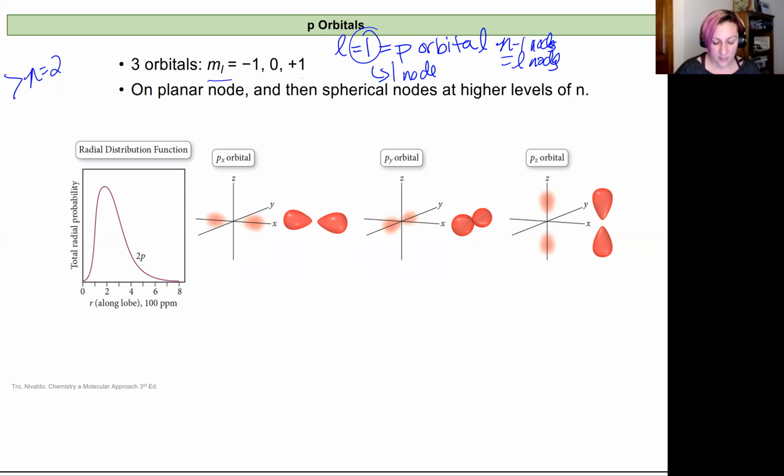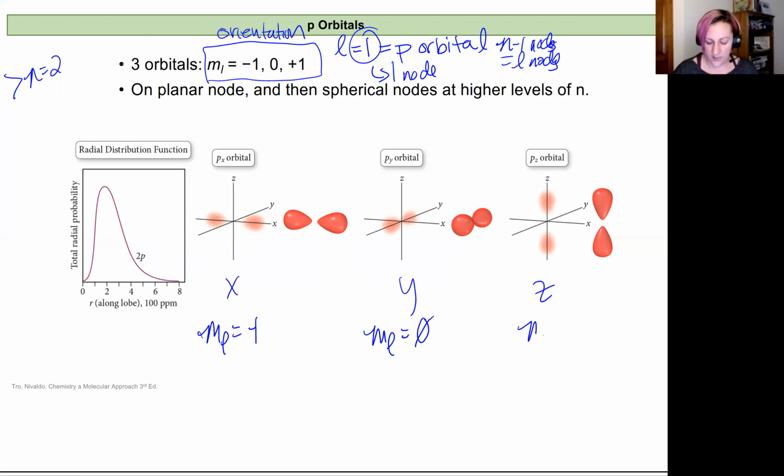And their M sub L, this is, remember, our orientation. There are 3 possible orientations, -1, 0, and 1. And so that's going to correspond to the X, the Y, and the Z plane. And so that's our M sub L equals -1, our M sub L equals 0, and our M sub L equals +1. And so we can see in our simplest p orbital where n equals 2, we have n equals 2, L equals 1. We'll be able to have M sub L's, there's 3 of them, -1, 0, +1.